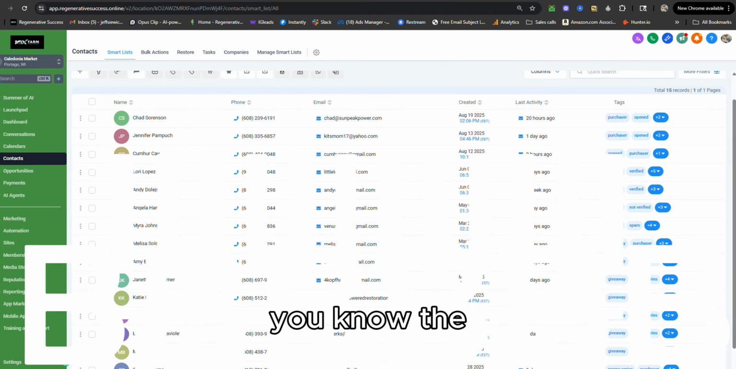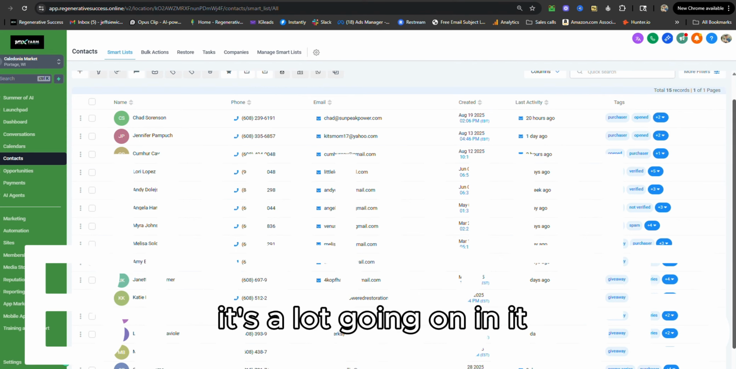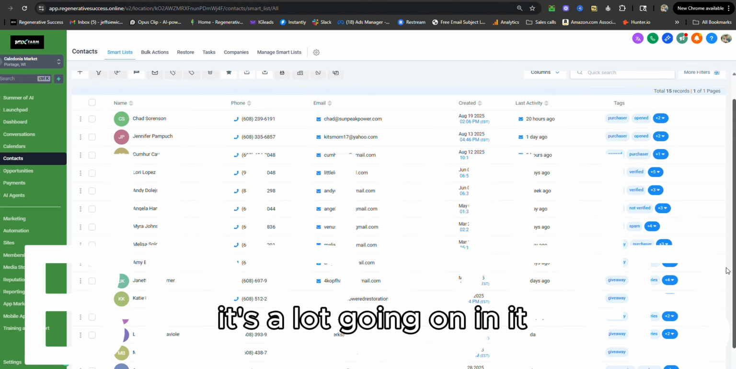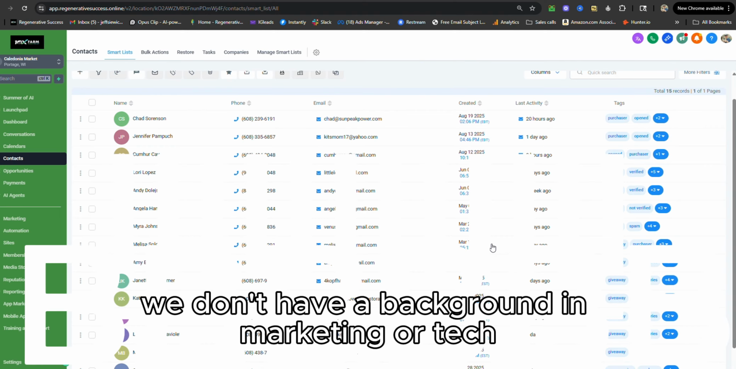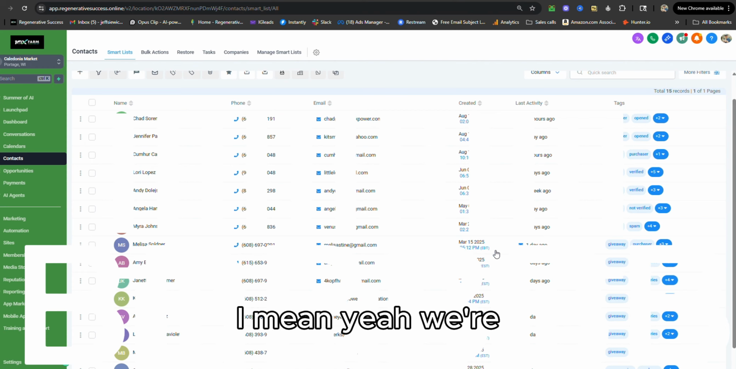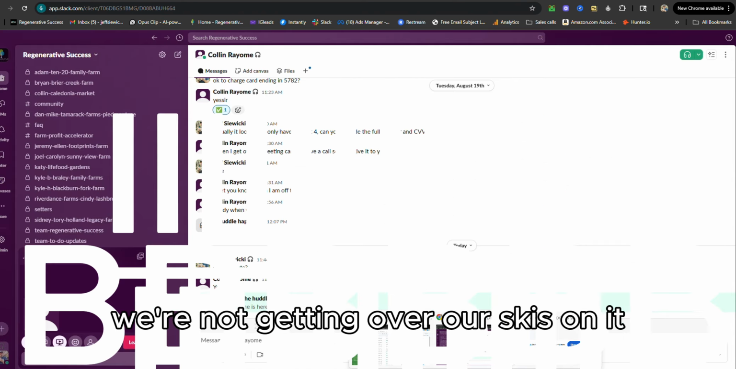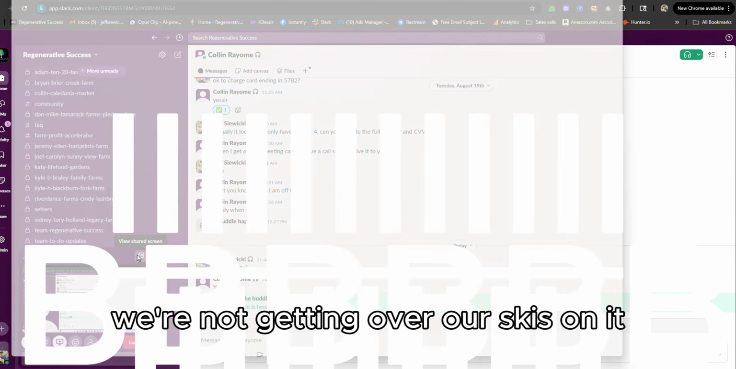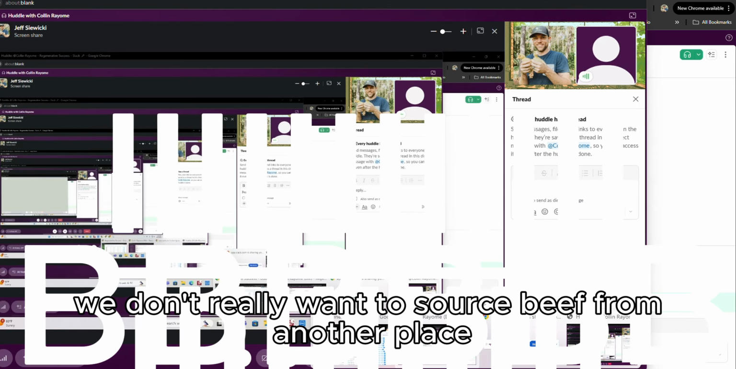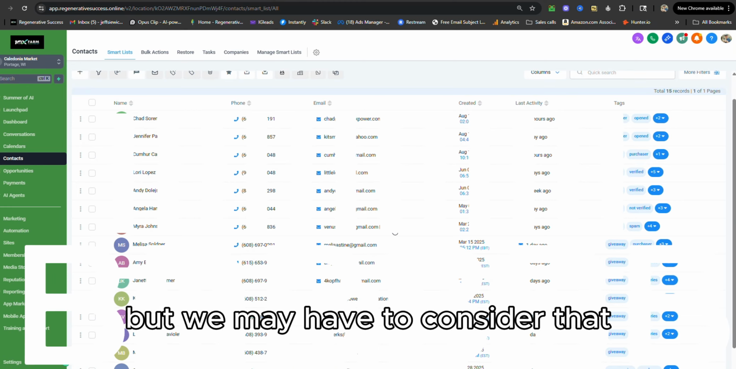The app is a very complex app to try to navigate. There's a lot going on in it. We don't have a background in marketing or tech, so there was a learning curve, but now we're very much bought in. It's just trying to scale it up to a point that we're not getting over our skis on it, because we don't really want to source beef from another place, but we may have to consider that.